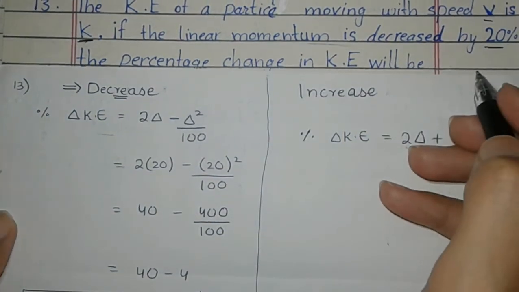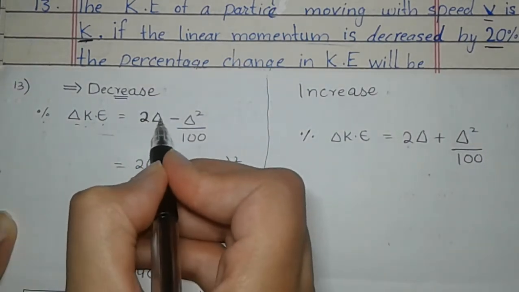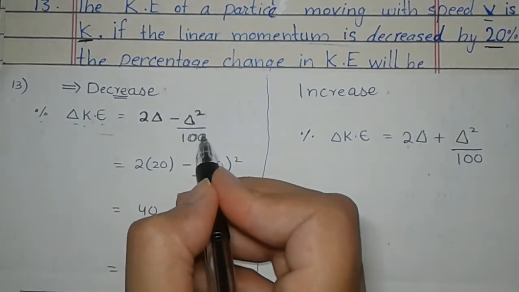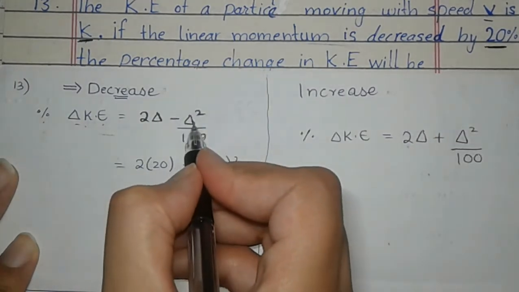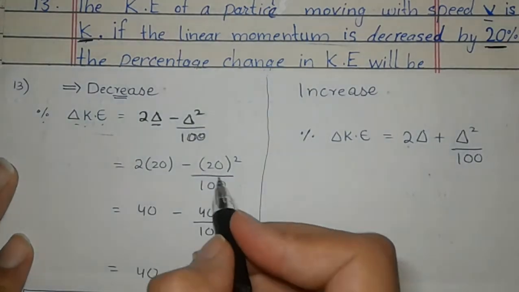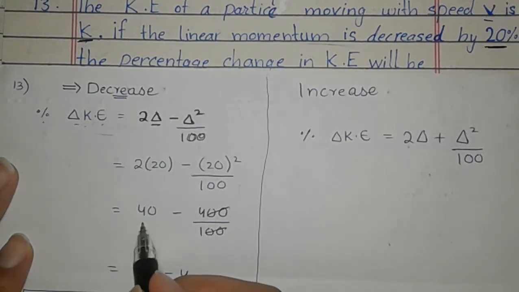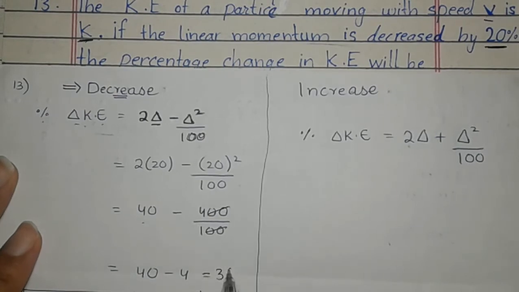Now for decrease, we use the formula like this. Percent change in kinetic energy is 2 del minus del square divided by 100, where del means change. So what is the change? The change is 20%, a 20% decrease. Now put 20 in place of del. So we get 20 20s are 400, and here 40. So subtract 4 from 40, and we will get the answer 36%. The percent change in kinetic energy is 36%.